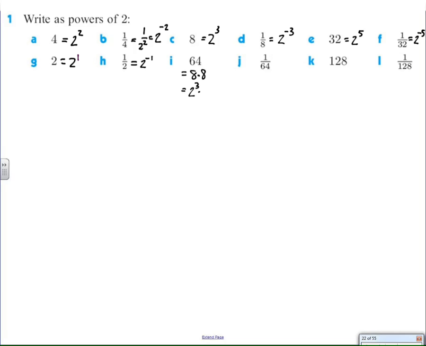64 is 8 times 8, which is 2 cubed times 2 cubed, or just 2 to the 6th. You didn't have to show all that work, but that's how I remember 64 as a power of 2. It's just 8 times 8, and then I can work backwards. If 64 is 2 to the 6th, then 1 over 64 is 2 to the negative 6th. 128 is just one more power, so that's 2 to the 7th, and therefore 1 over 128 is 2 to the negative 7th.